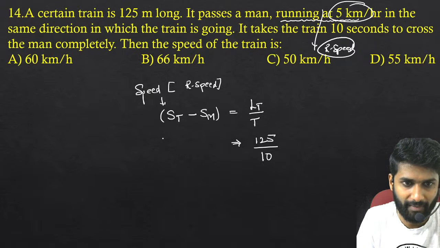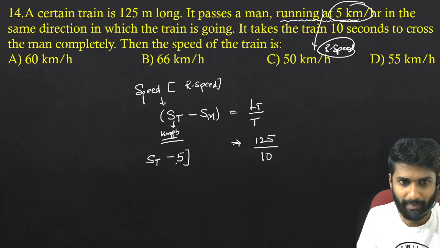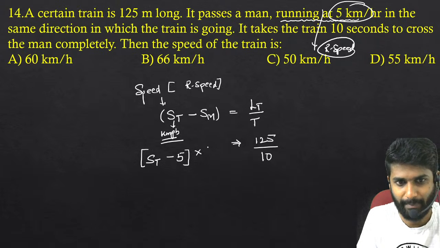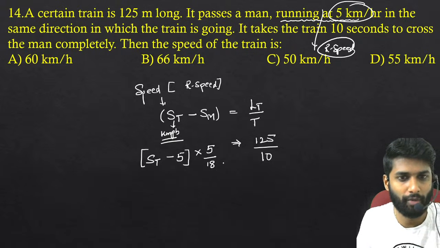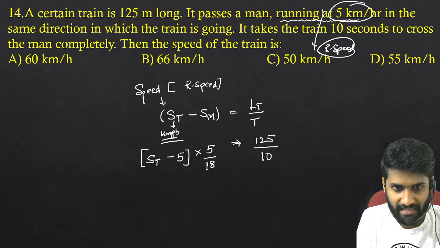5 kilometer per hour means I just assume this is also in terms of kilometer per hour. Now see, speed of train S(t) minus 5 kilometer per hour converted into meter per second. Meter per second means 5 by 18. Again, you should convert it into kilometer per hour. Why? Because the answer must be in kilometer per hour. Now just go to calculation.